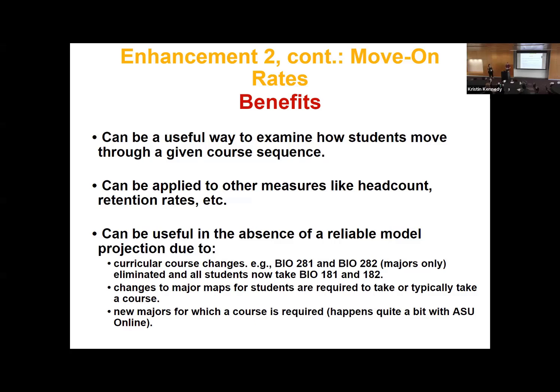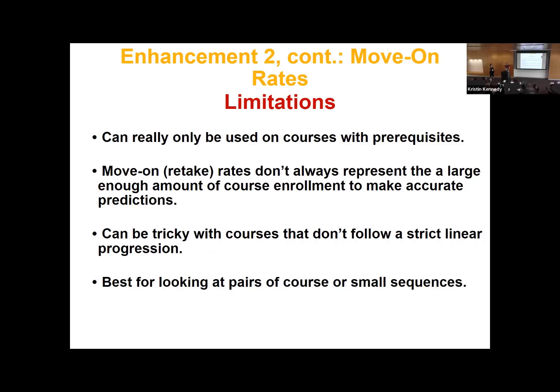But yeah, and then again, the whole thing with changes to major maps can also affect our model projections and some of the other things that she touched on. And with ASU Online, again, it's the introduction of new majors. The limitations are, you can really only use these on courses with prerequisites. You can maybe try if you know that a course is consistently made up of certain populations. You just have to change what you're doing. We're not looking at plans here. We're just looking to circulate course enrollment from one term to the other. We're not getting to the unit, the college, or the plan level in any of these.